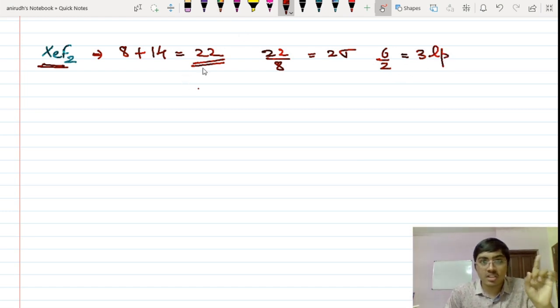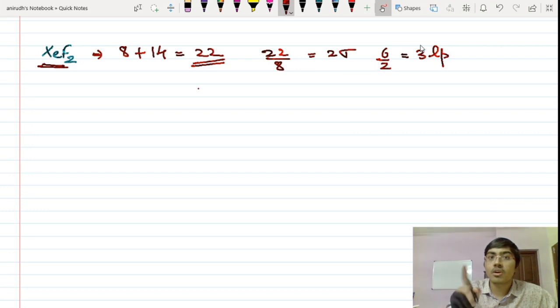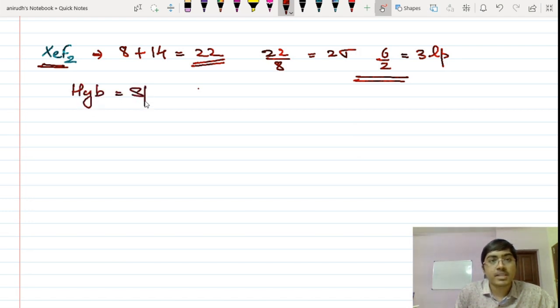I found out the total number of valence electrons. Total number of valence electrons divided by 8 gives me a quotient and a remainder. That quotient itself is the number of sigma bonds. Remainder divided by 2, not 8, divided by 2 gives me the number of lone pairs of electrons. Right? Fine. So this is 2 plus 3 is 5. So hybridization is equal to sp3d, obviously. So trigonal bipyramidal.